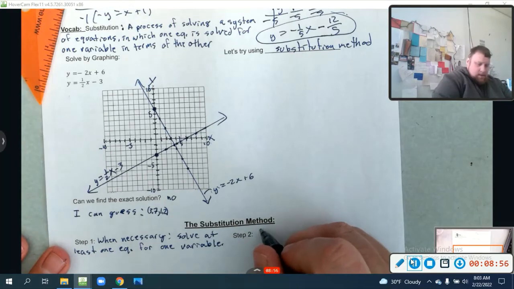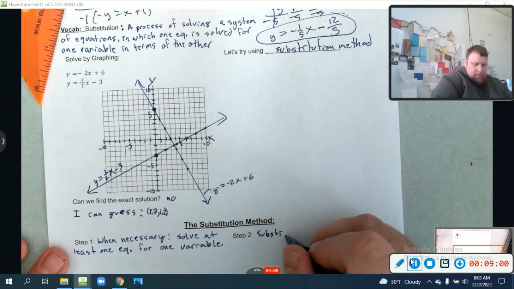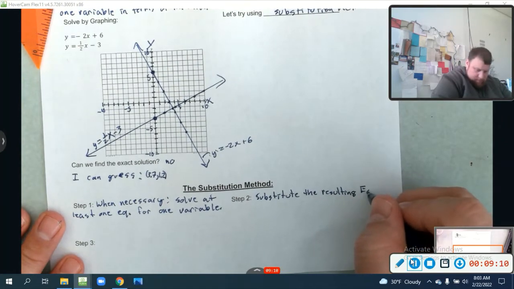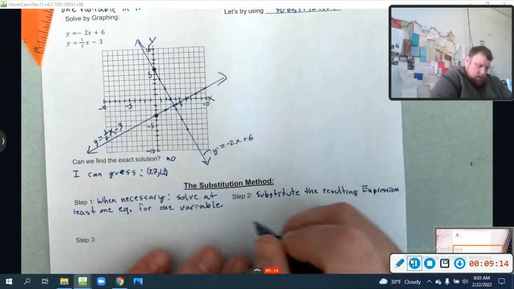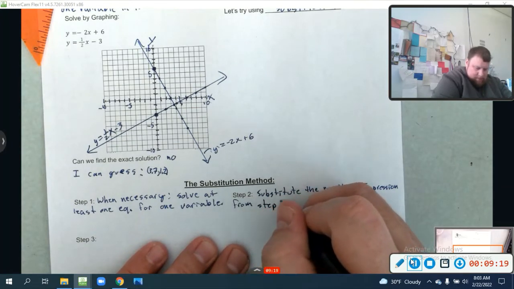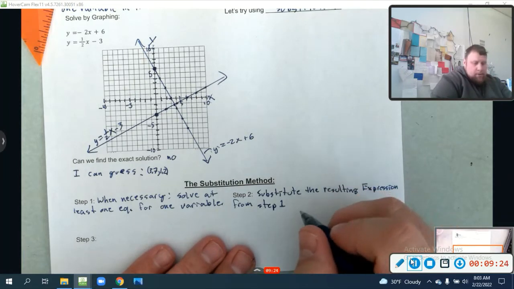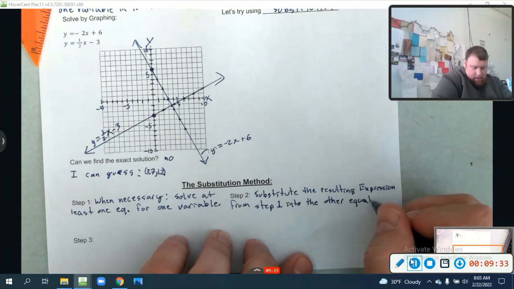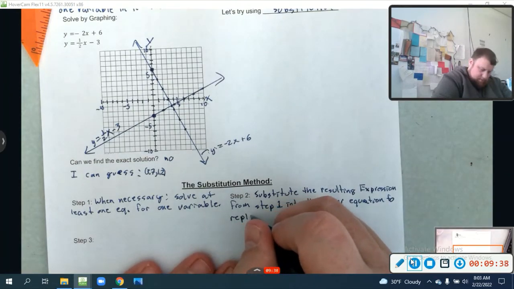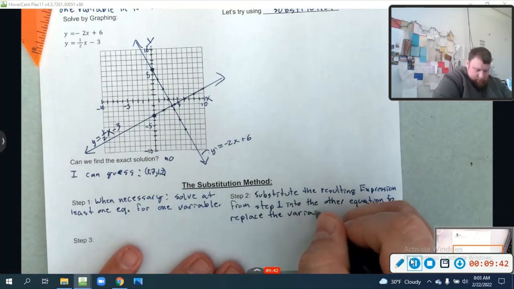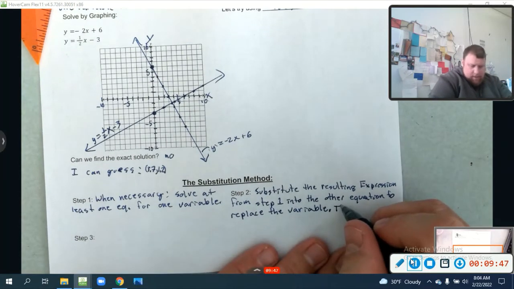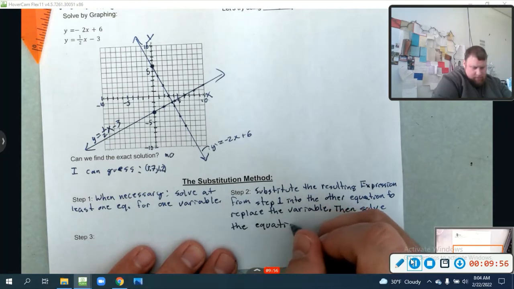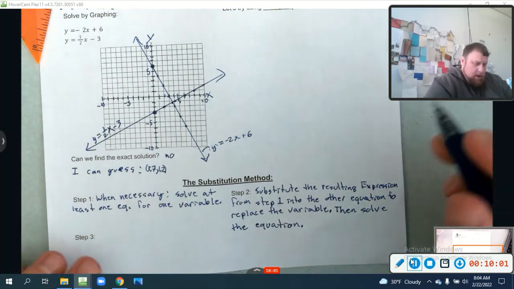Step 2 says, substitute the resulting expression from step 1 into the other equation to replace the variable. Then solve the equation. So this is a good deal right here. Pause it again so you can finish writing this down.